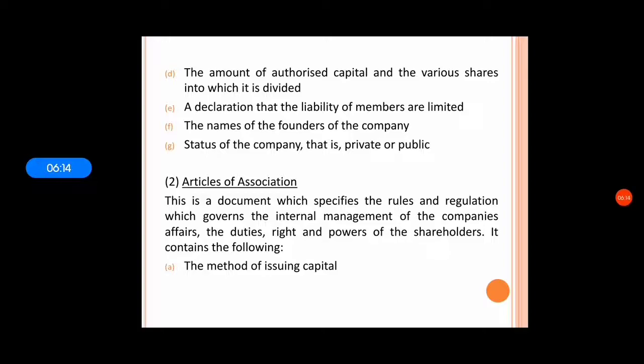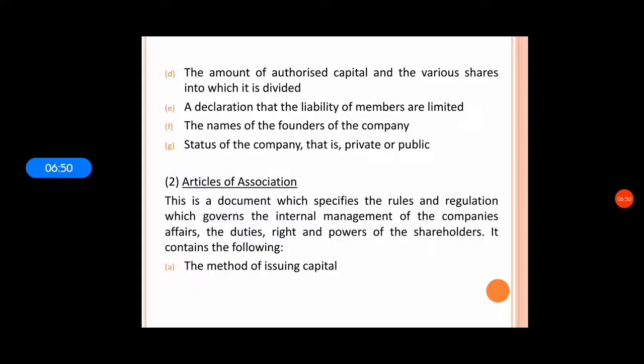Number 2, under the documents we have the Articles of Association. This is a document which specifies the rules and regulations which govern the internal management of the company's affairs, the duties, rights, and powers of the shareholders. Now, this has to do with the inside. Remember, Memorandum of Association is with the public, the society, with outsiders. But Articles of Association is talking about the company affairs, the duties, the rights, and powers of the shareholders.